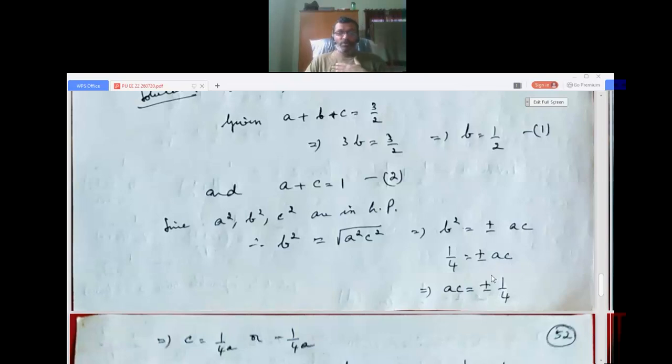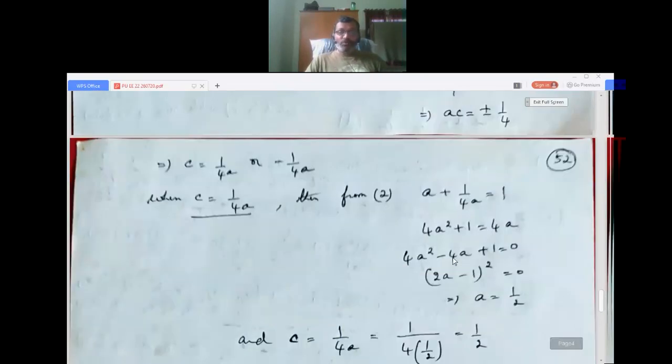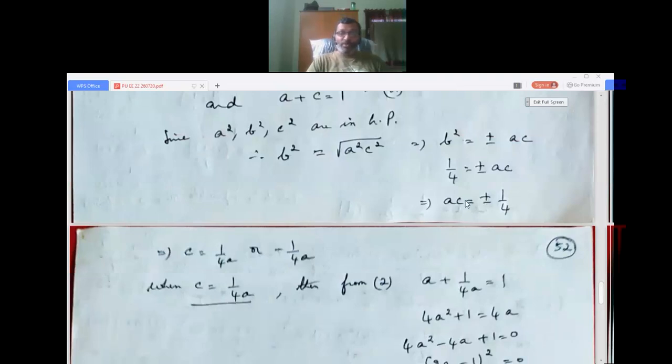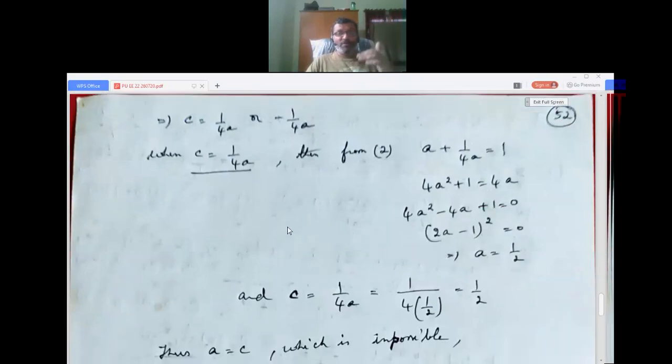So 1 by 4 equals plus or minus AC, or AC equals plus or minus 1 by 4. So from this I can say C is equal to plus 1 by 4A, or C is equal to minus 1 by 4A. So we take each case now. When C is equal to 1 by 4A, what happens?